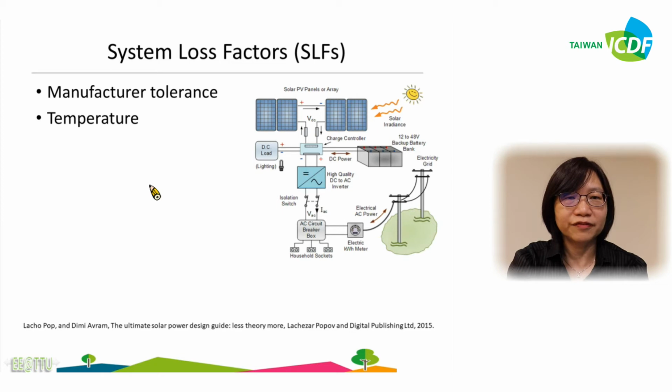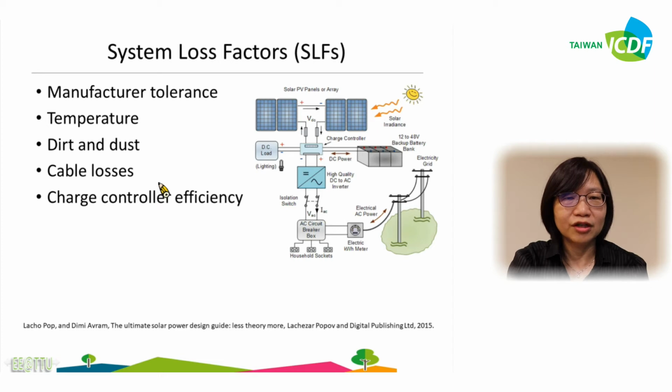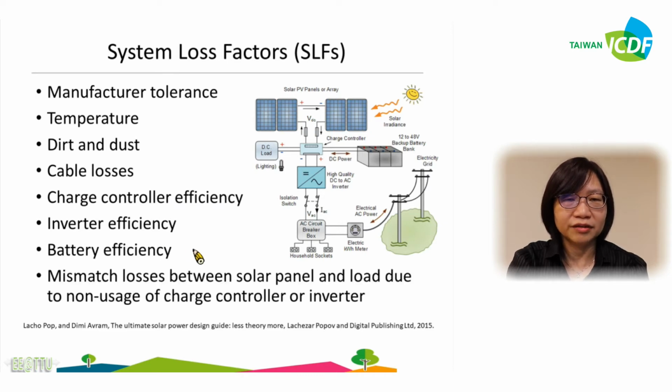Temperature. In the previous lecture, we talked about how temperature will degrade the performance of the solar panel. The higher the temperature is, the lower the efficiency. And dirt and dust. If there are some dirt and dust on top of the panel, of course the efficiency will be degraded. Cable losses due to resistance, and also the efficiency of charger, controller, inverter, and battery. Finally, there may be some mismatch between a solar panel and load due to non-usage of charger, controller, or inverter.